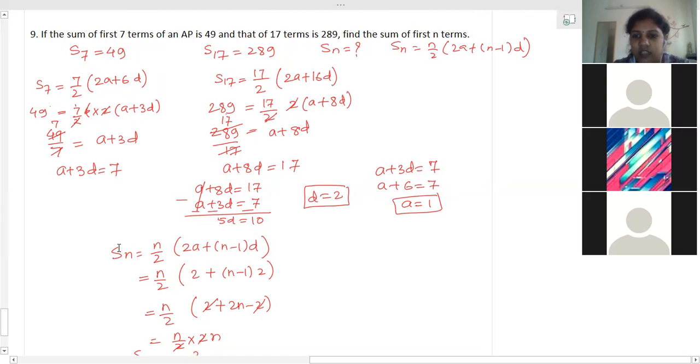And then they are asking us to find out Sn. So we need to just substitute the value. Substitute the values and simplify. Okay. Thank you.